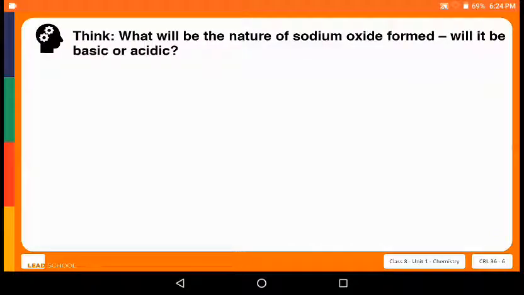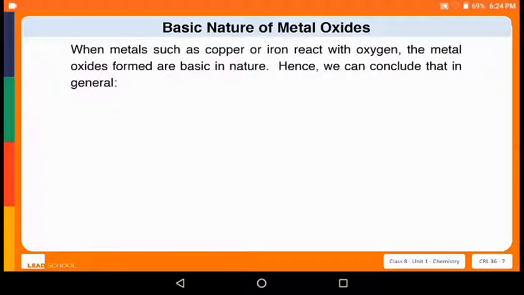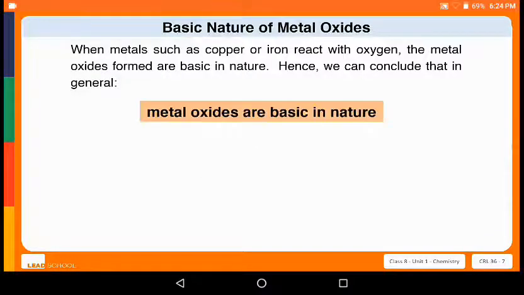What do you think will be the nature of sodium oxide? Will it be basic or acidic? Sodium oxide is also basic in nature. In general, we can say that metal oxides are basic in nature.